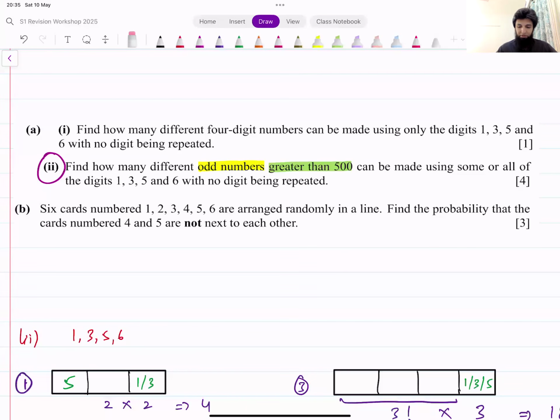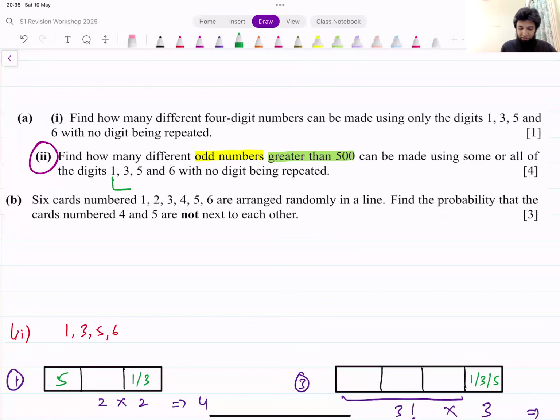Now, how do we think about this? We've got 1, 3, 5, 6. These are the 4 numbers that we've got. They cannot be repeated. The number has to be greater than 500 and it should be an odd number. Now, how do you think about this? Greater than 500, it could be a 3-digit number, it could be a 4-digit number. So we have to consider both of those possibilities, 3-digit and 4-digit. Now, let's start with 3-digit first of all.